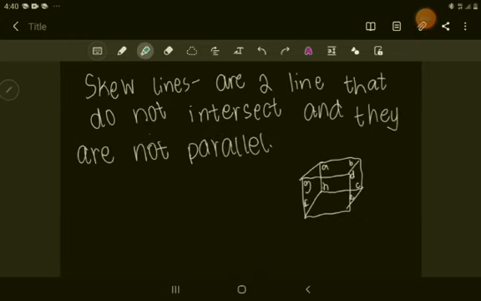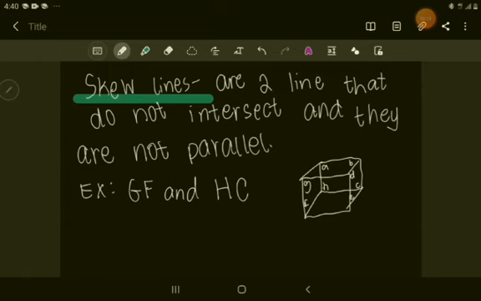Skew lines are two lines that do not intersect and they are not parallel. Now, as you can see in this cube, I have some examples of skew lines. For example, GF and AC do not intersect and they are not parallel.